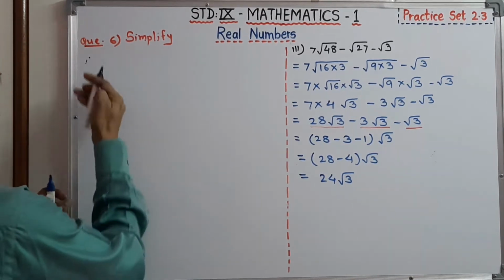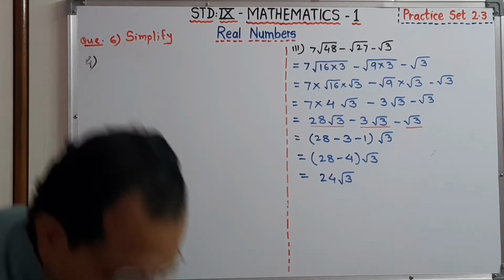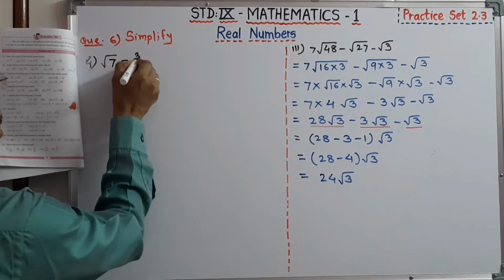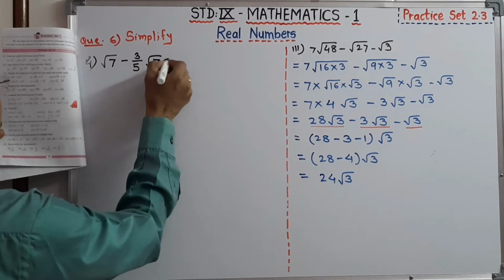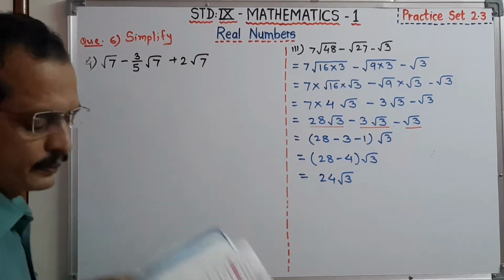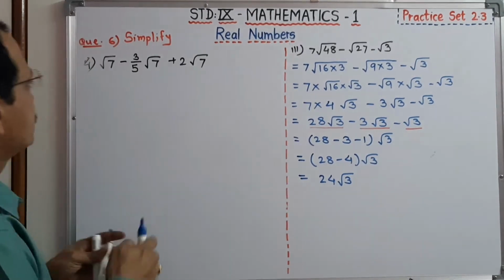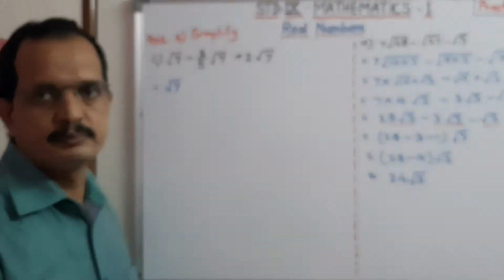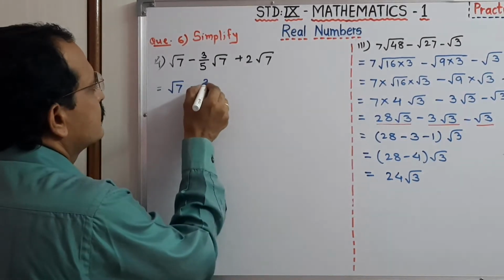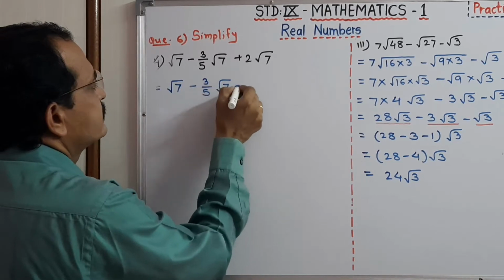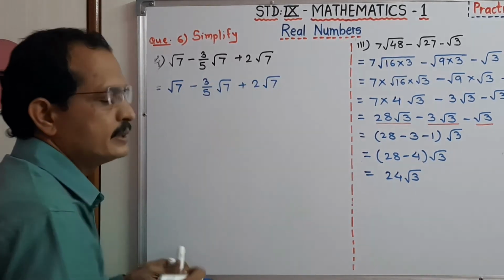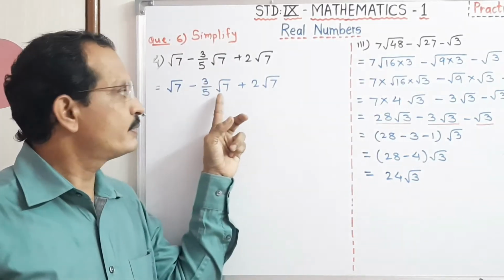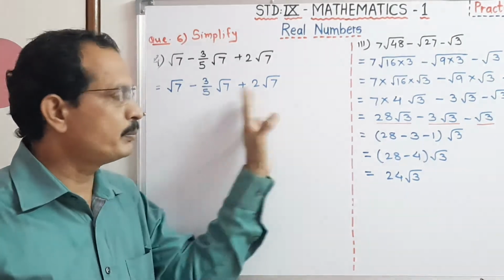Fourth one is there. It is root 7 minus 3 upon 5 root 7 plus 2 root 7. See here, it is root 7 as it is, minus 3 upon 5 root 7 as it is, plus 2 root 7 as it is. Here this 7 is a prime number, we can't factorize this. This 7 is also not factorized, therefore it will remain as it is.